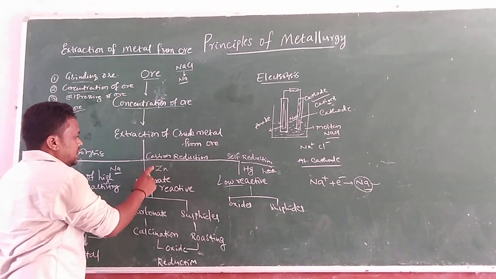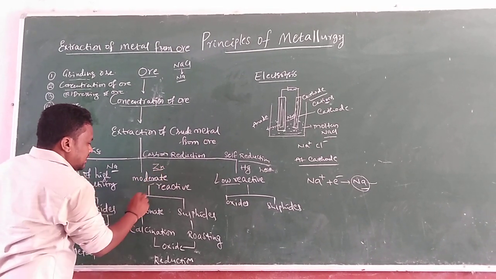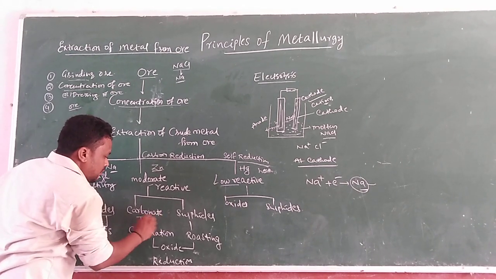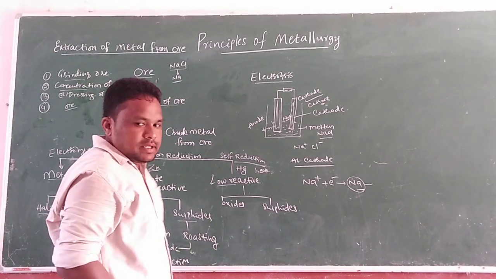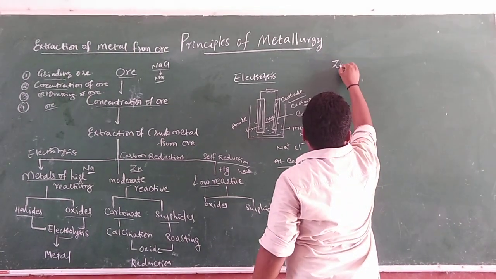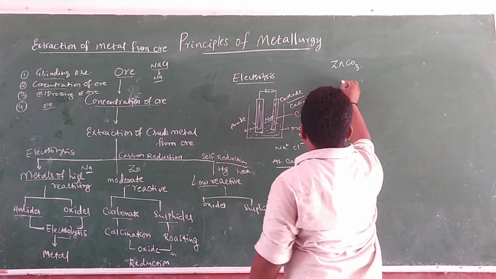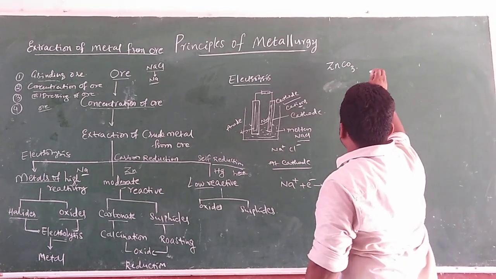Here, moderately reactive element zinc is there. That zinc may be in the form of carbonates as well as sulfides. Carbonate: zinc carbonate is there. Next one is zinc sulfide. First we have to take only zinc carbonate.